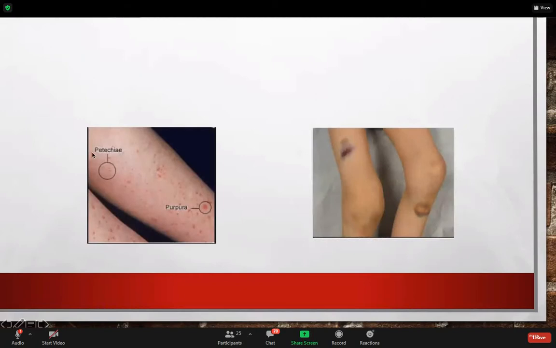The difference between petechiae and purpura is the size. Petechiae are very small, and purpura is larger, and we have here ecchymosis.